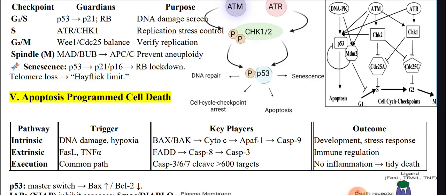Why is apoptosis so important? It's essential for normal development, sculpting tissues, eliminating structures, for tissue homeostasis, removing old or damaged cells, and for immune function, eliminating infected or cancerous cells.